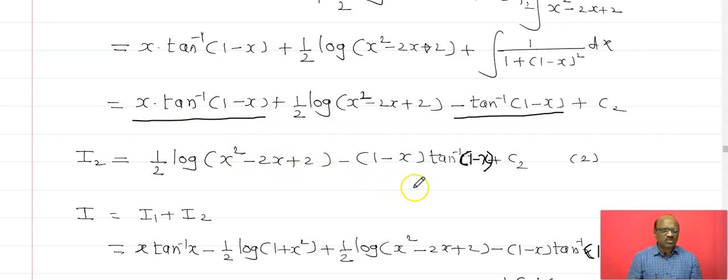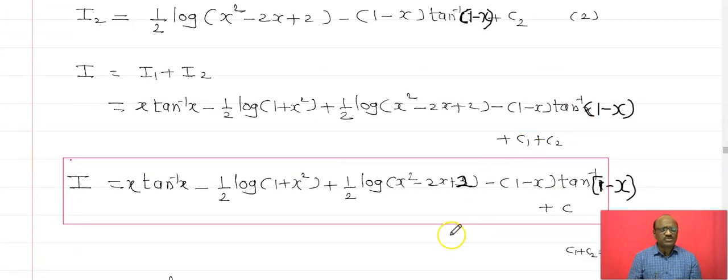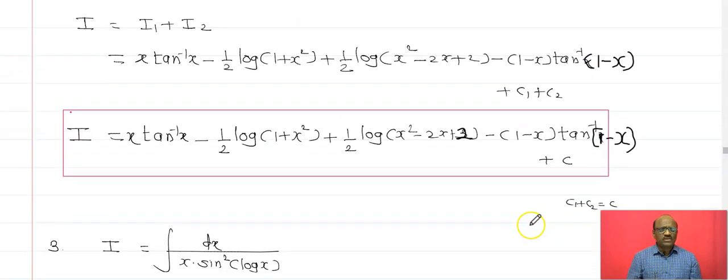We can take the common. What is the minus tan inverse of x as a common? Then in bracket we will get 1 minus x plus c2, and next is I1 plus I2, and you will get x tan inverse of x minus 1 upon 2 log of 1 plus x square plus 1 upon 2 x square minus 2x plus 2 minus 1 minus x tan inverse of 1 minus x plus c1 plus c2, and overall we'll treat c1 plus c2 as c.